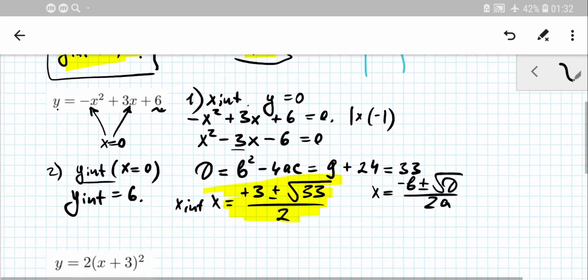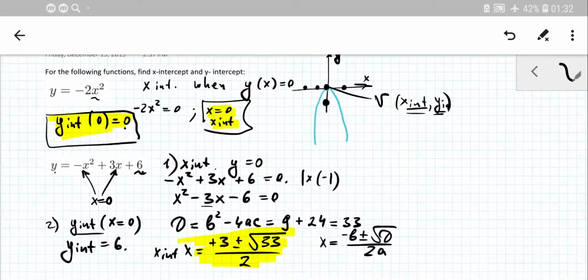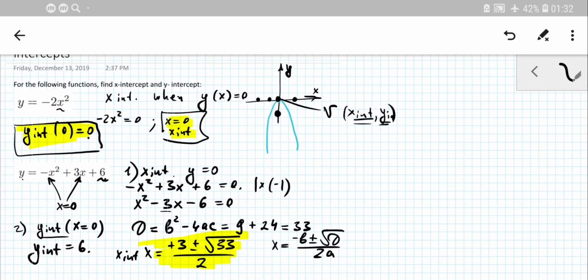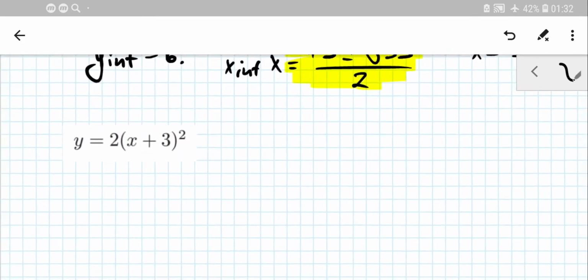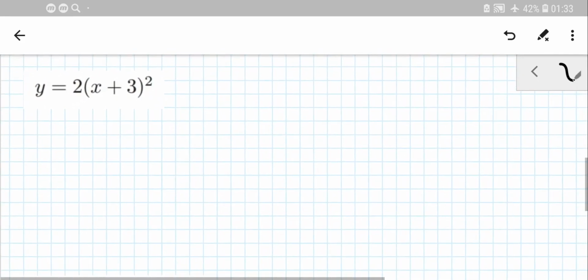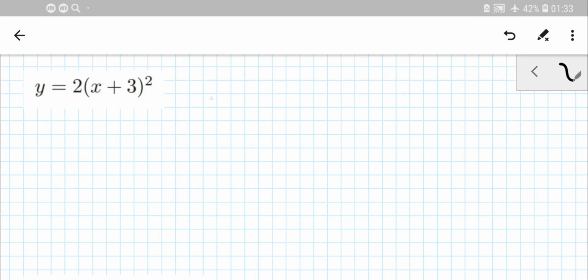Okay, we've completed the second one, so make sure you do the same way. Okay, in the same way. Here, the vertex form. Let's do it quick. So the vertex form gives you really lots of options.